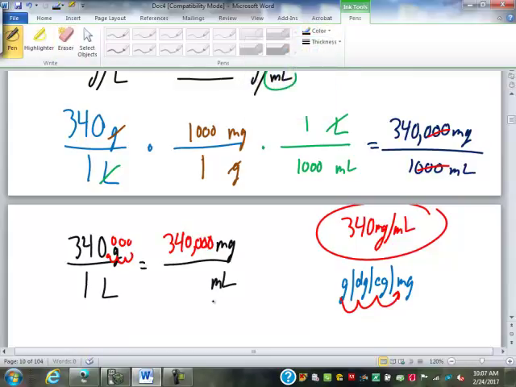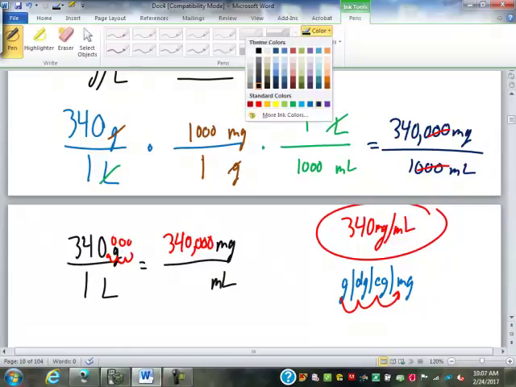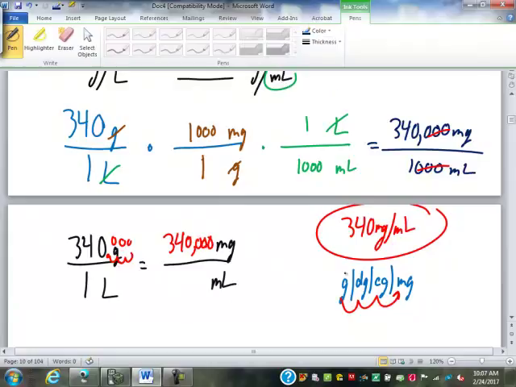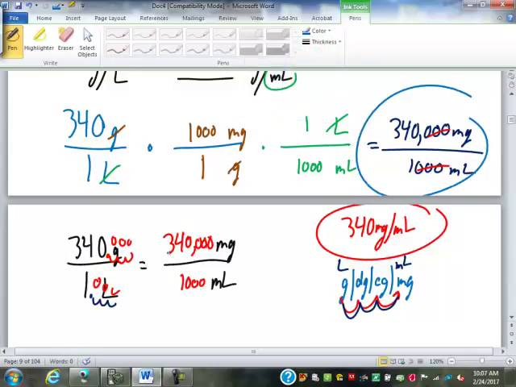This should be milliliters here. I want to do 1 liter, then has to convert to milliliters. Same thing. This is liters, milliliters. To get from liters to milliliters on my chart is 3 spots to the right. So I take my decimal point and I move it 3 spots to the right. That'd be 1,000 milliliters. And then I just divide it out like I did up here. 340,000 milligrams divided by 1,000 milliliters is 340, and then it's just milligrams per milliliter.